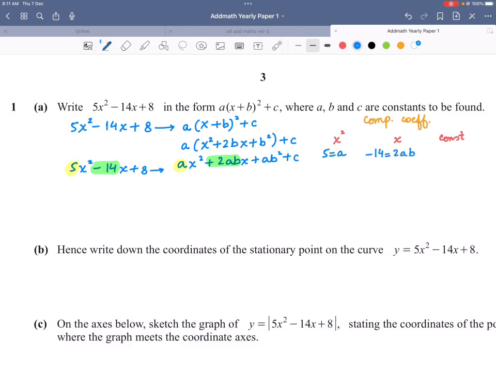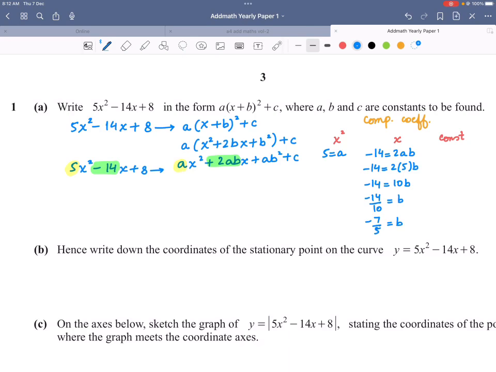We have the value of a. Place the value of a in this equation. So 2a is 5 times b, so −14 equals 10b, and −14 over 10 equals b. If we simplify it, we get −7 over 5 equals b.